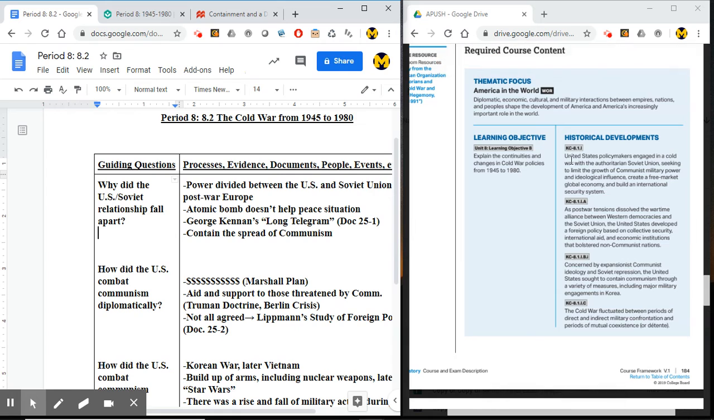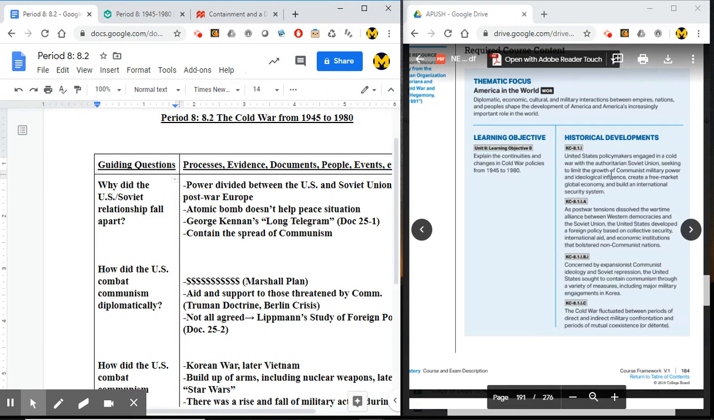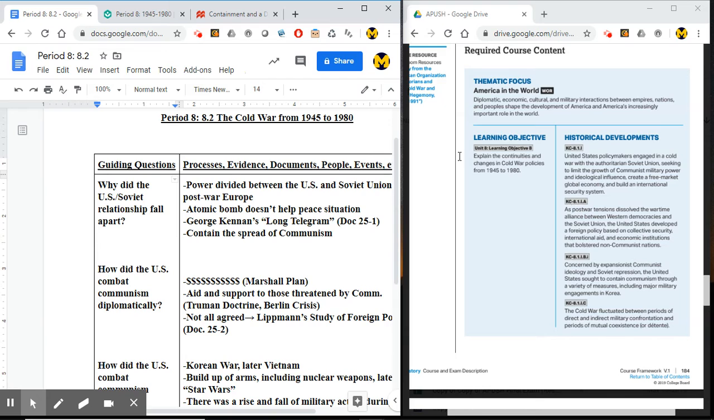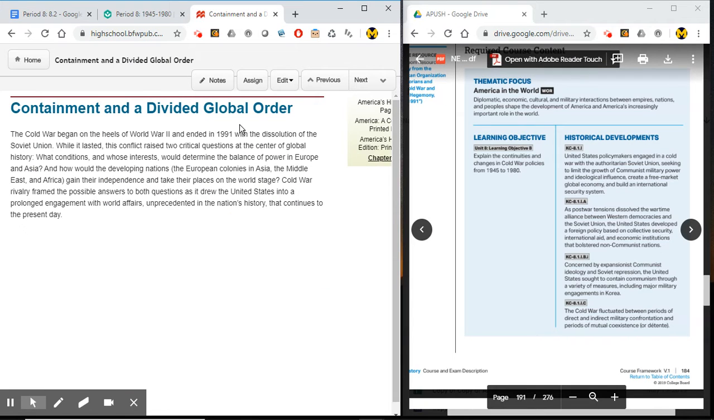So historical development number 1 that matches up with this learning objective says, U.S. policymakers engaged in a Cold War with the authoritarian Soviet Union, seeking to limit the growth of communist military power and ideological influence, create a free market global economy, and build an international security system. So real quick, I want to jump into your textbook and look at the introductory paragraph for chapter 25, section A.